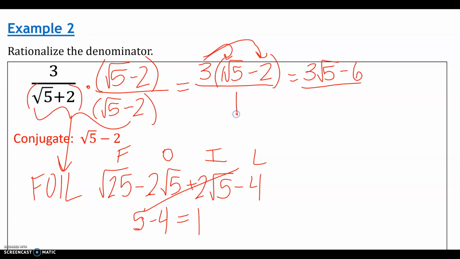So our new denominator is now a 1. Well, that's easy because you don't need the 1 and you can't reduce anything. So there's your final answer.